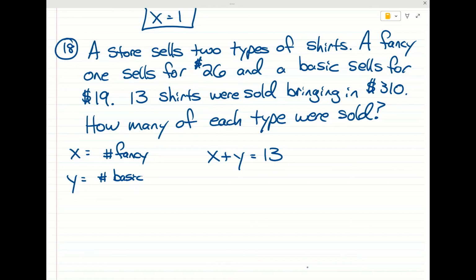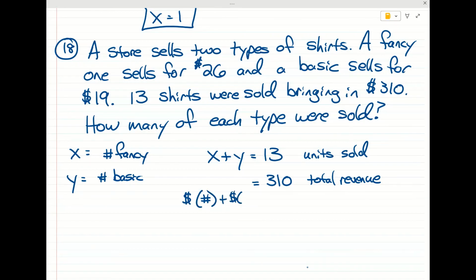Now that $310, that comes from, here, let's label it like this. Units sold, we'll say 13. This is total revenue. The way you figure out how much revenue you bring in is you take the number of shirts times how much each of them cost. For example, if you have a $10 shirt and you sold 3 of them, you'd bring in $30.